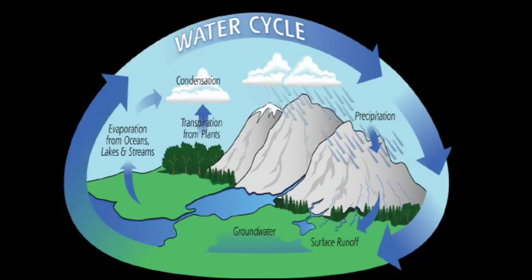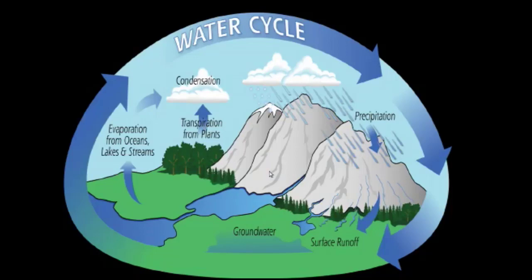Some of the water moves downhill over the surface of the ground as surface runoff water, and enters streams and rivers. Here we can see the groundwater and the surface runoff water, and again there is movement. From the plants, transpiration is happening. So the water cycle continues: evaporation, condensation, precipitation, transpiration, and so on. This is the way by which the water cycle continues.